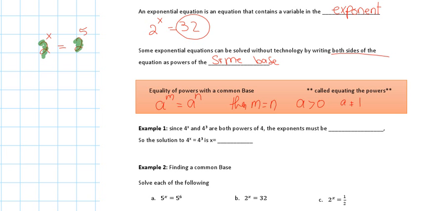Okay? So since 4 to the power of x and 4 to the power of 3 are both powers of 4, my base is 4, so the exponents must be equal. When 4 to the power of x equals 4 to the power of 3, that means x equals 3. I say drop the base, keep the exponent. So we just delete the base.